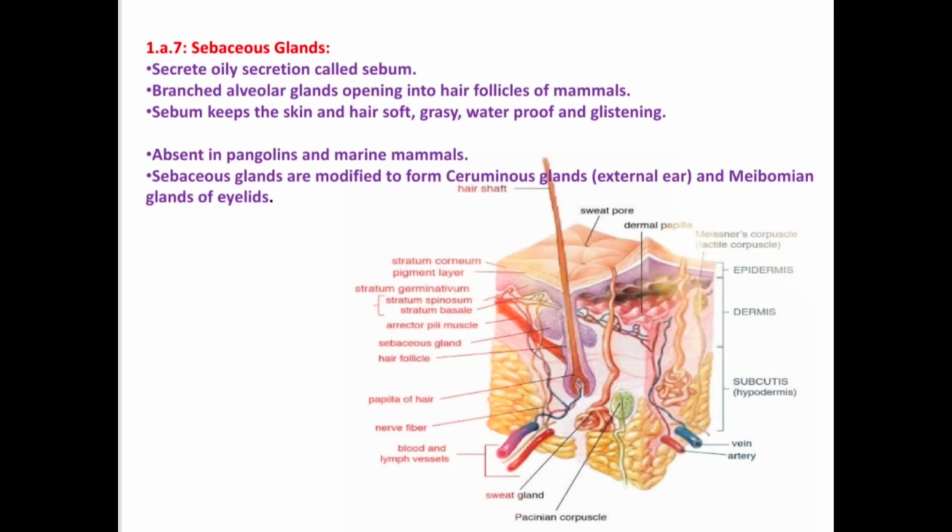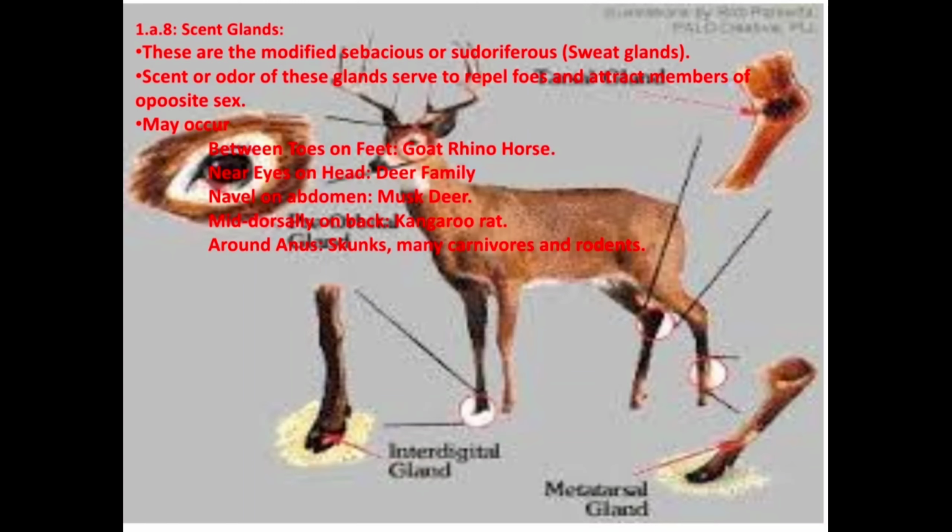They are modified sebaceous glands. Meibomian glands spread oily secretion over the exposed surface of the eyeball. Now the scent glands: as the term indicates, the secretions of these glands are odoriferous in nature, and they serve to attract or repel mates and foes. As you can see in the slide, they may occur on different parts of the body.